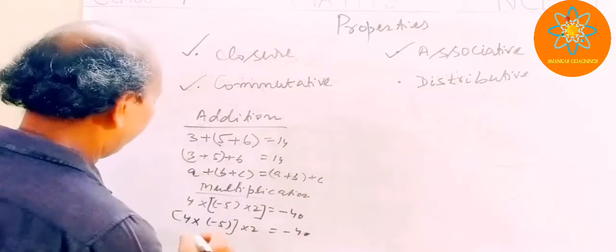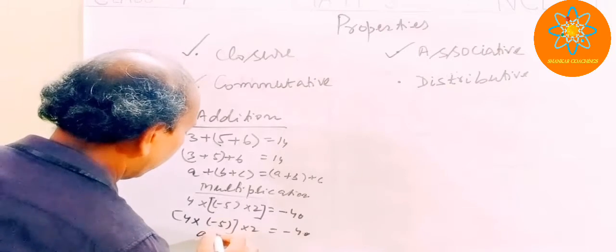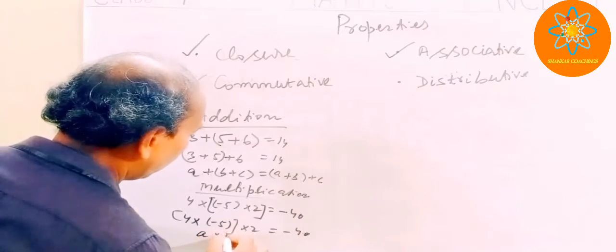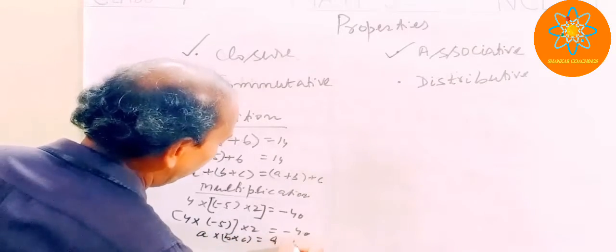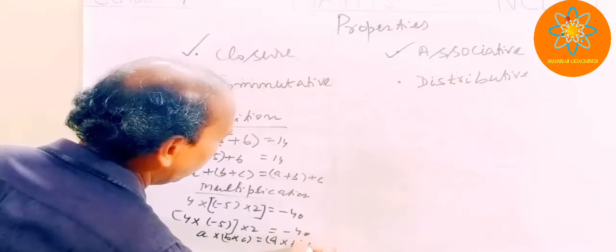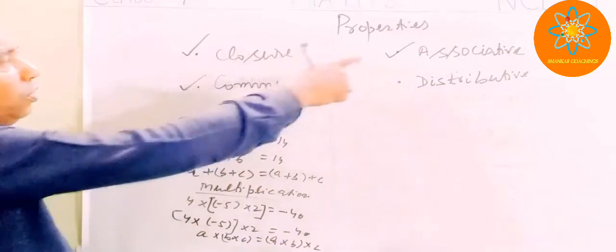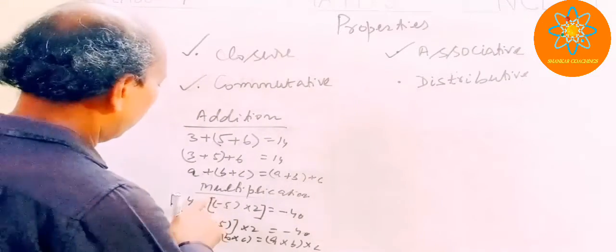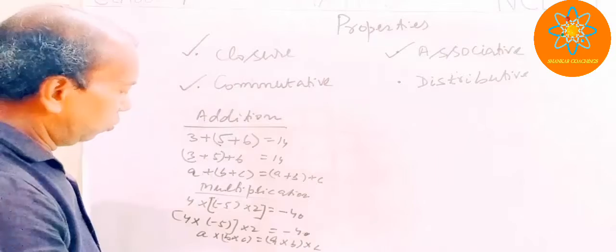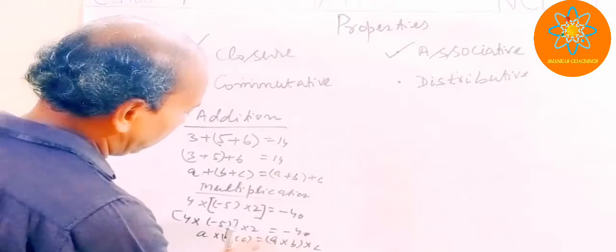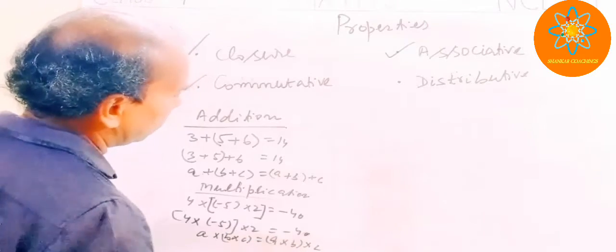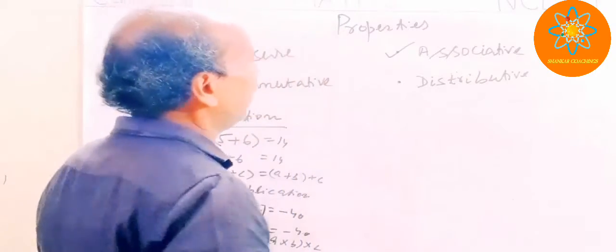So I can say that A into (B into C) is equal to (A into B) into C. So the associative property for multiplication is also true. I can write it in formula form: A cross (B cross C) is equal to (A cross B) cross C. Now after addition and multiplication, the next one is subtraction.